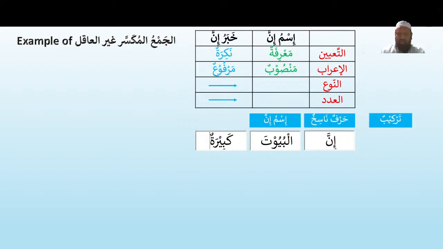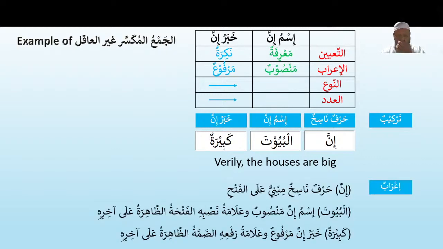إن حرف ناسخ. البيوت اسم إن. كبيرة خبر إن. Verily the houses are big. اعراب إن حرف ناسخ مبني على الفتح. البيوت, because it is showing its اعراب with فتحة, so we say اسم إن منصوب وعلامة نصبه الفتحة الظاهرة على آخره. كبيرة, it is showing its اعراب with ضمة and it is clear, we can see it, it is visible. خبر إن مرفوع وعلامة رفعه الضمة الظاهرة على آخره.